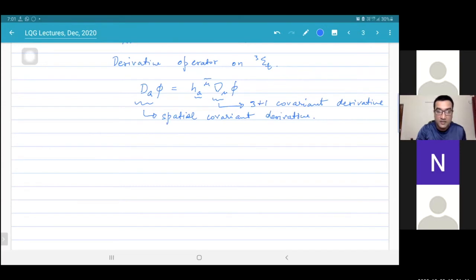Devamalya, your question is how is it ensured that a connection in 4D is mapped to a connection in 3D in the definition of the spatial covariant derivative? Okay. Well, we will see the answer to all of these questions as we go forward.